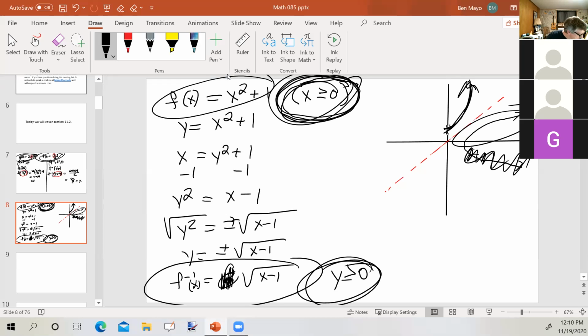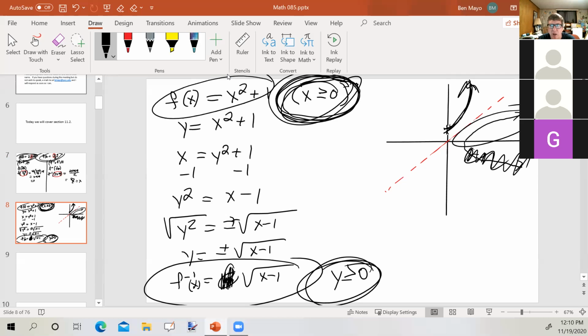Okay, so if you have a function, it passes the vertical line test. If you have a one-to-one function, it passes the vertical line and the horizontal line test. If you have a one-to-one function, there is an inverse function, which is also one-to-one. To get from a one-to-one function to the inverse function, there's a four-step process.